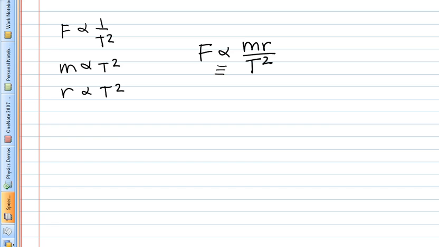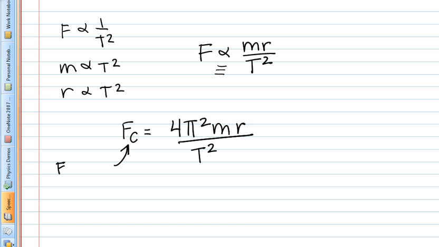Therefore, our real equation for centripetal force is F centripetal equals 4 pi squared times mr all over t squared, where F is our centripetal force. And when I say this is our centripetal force, I mean that's the net force acting on an object that's moving in a circular motion.